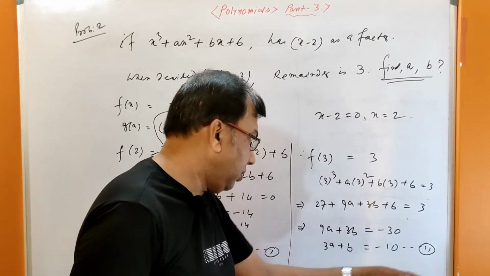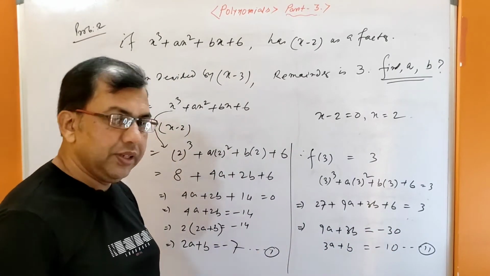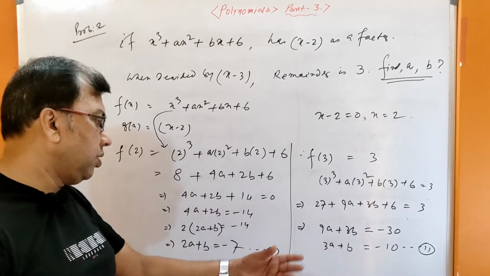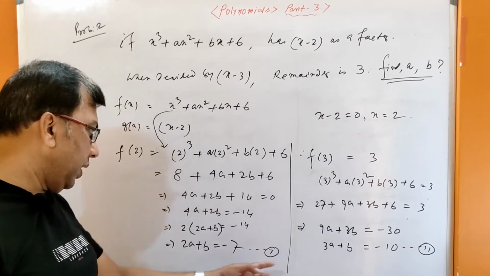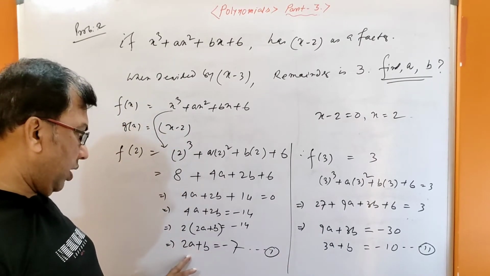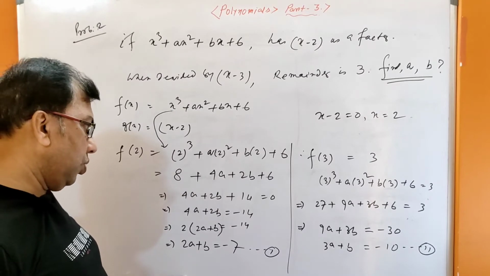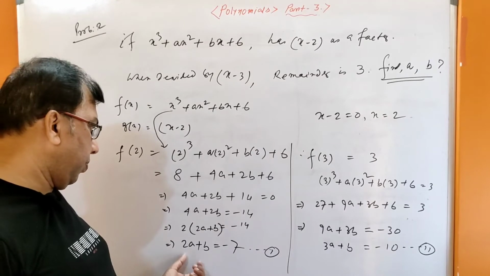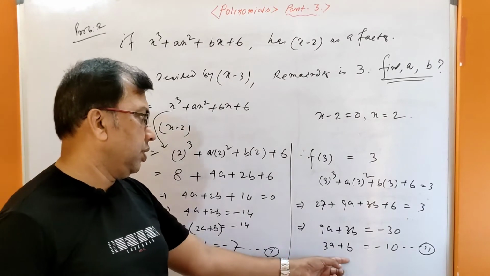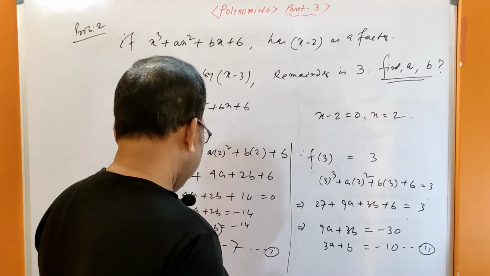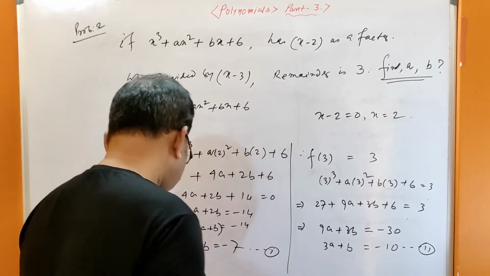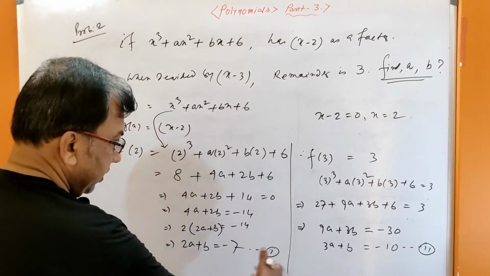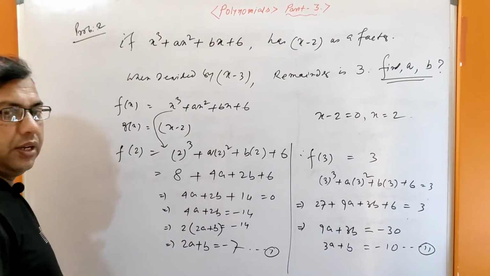So 3a plus b equals minus 10 and 2a plus b equals minus 7. Just solve these simultaneous equations, and b will get cancelled, giving a equals minus 3 as the answer. Clear? What is given here is the sum. Okay, 3a plus b equals minus 10. Simultaneously you can solve it and get the answer.